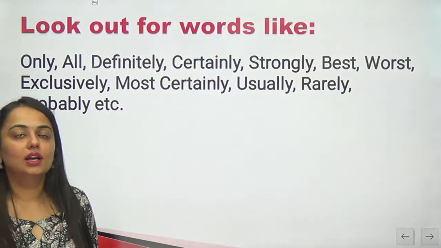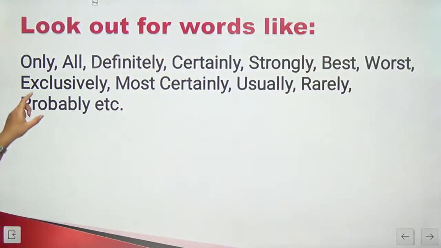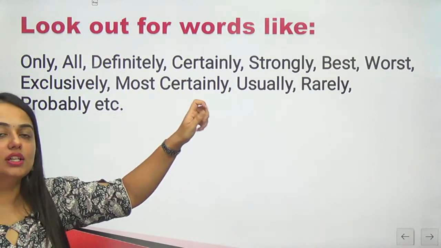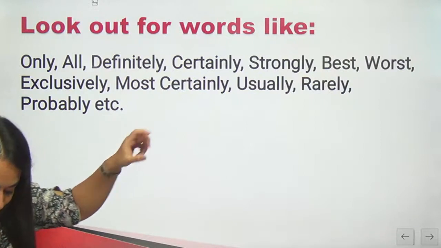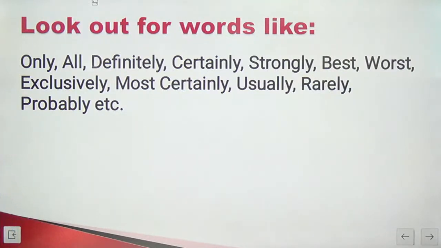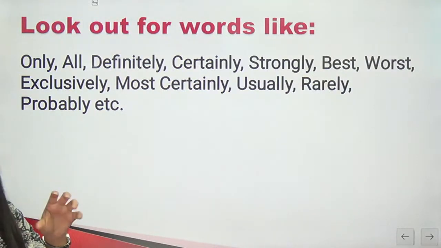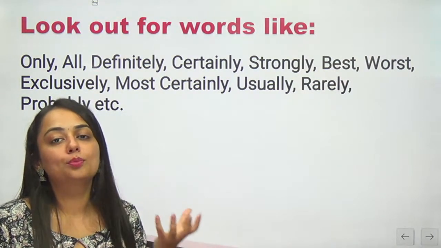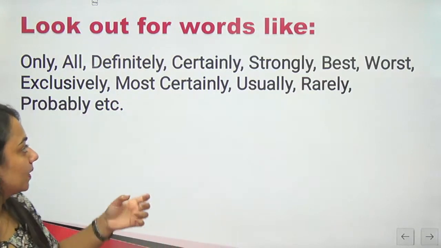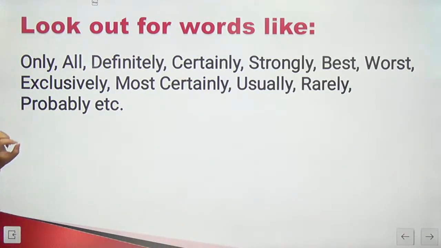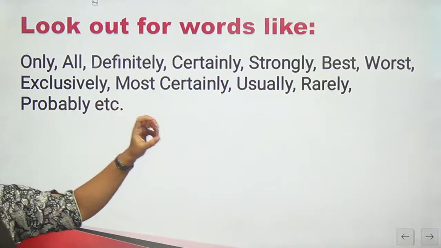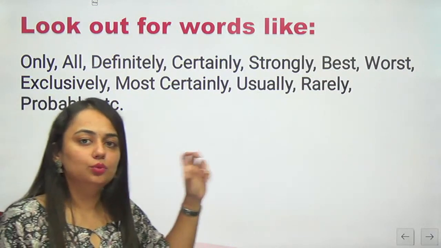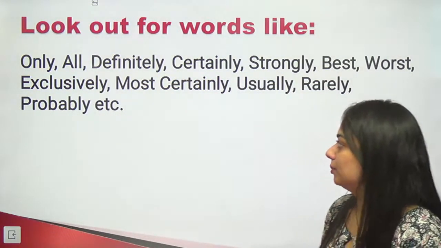So other words which you need to look for are only, all, definitely, certainly, strongly. So these are all strong words. So you have to be careful. You have to trace them in the statement also if they are given in the assumption to say that the assumption is implied. There should be substance or proof enough in the statement. Strongly, best, worst, exclusively, most certainly, usually, rarely, probably, etc. So any words like these, you need to be careful about them.